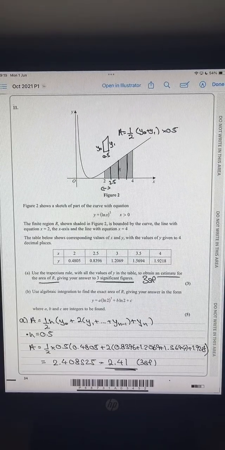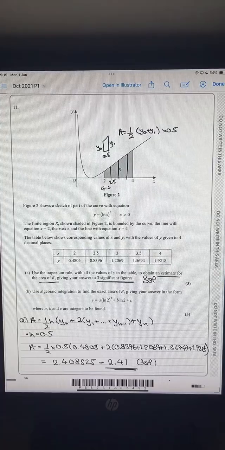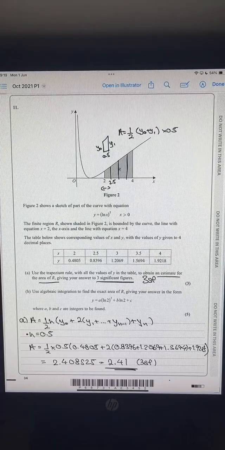Part B is where we've got a bit of work, but the good thing with part B is we can actually verify our answers and check, are they correct? So got a few more questions.